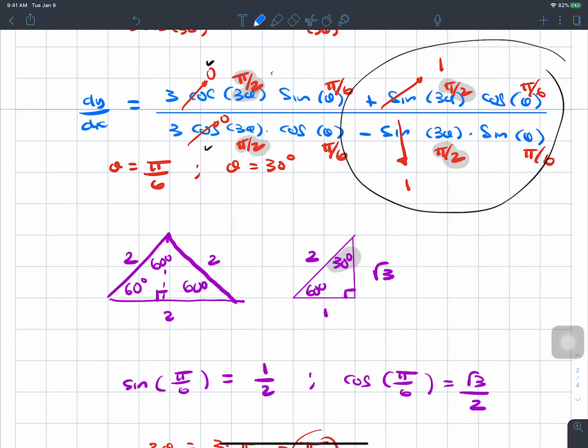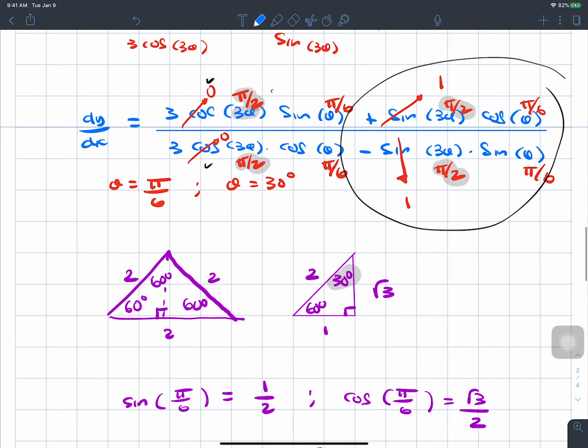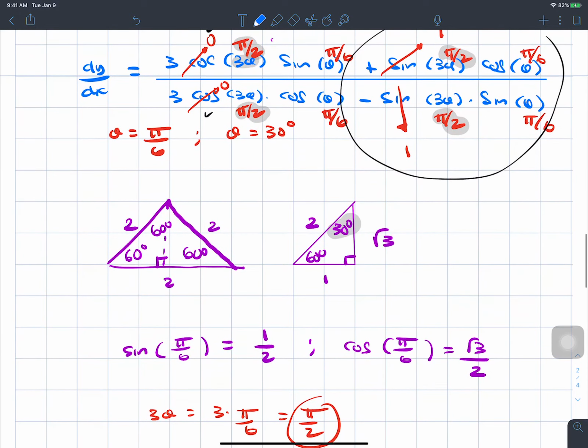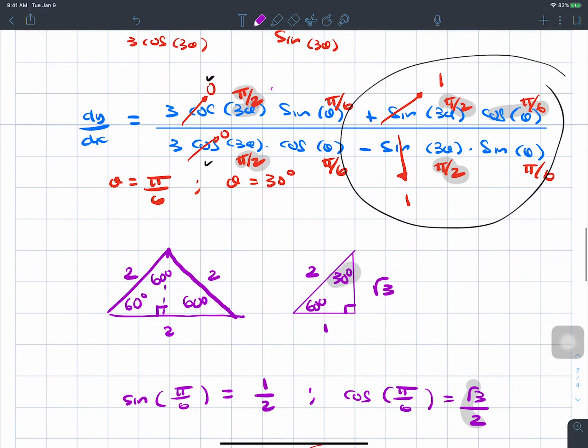All right, let's see. dy dx becomes, here's what we're going to have. Let's go back and think. What was cosine pi over 6? Because I have it right over here. Cosine pi over 6. Well, that's the square root of 3 over 2. So let's put that there. And then similarly, sine of pi over 6 is 1/2. Here's sine of pi over 6 down here.